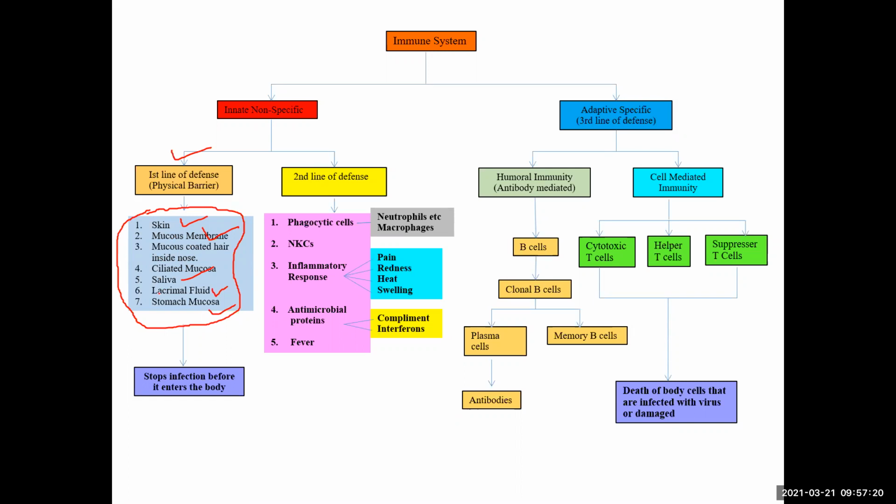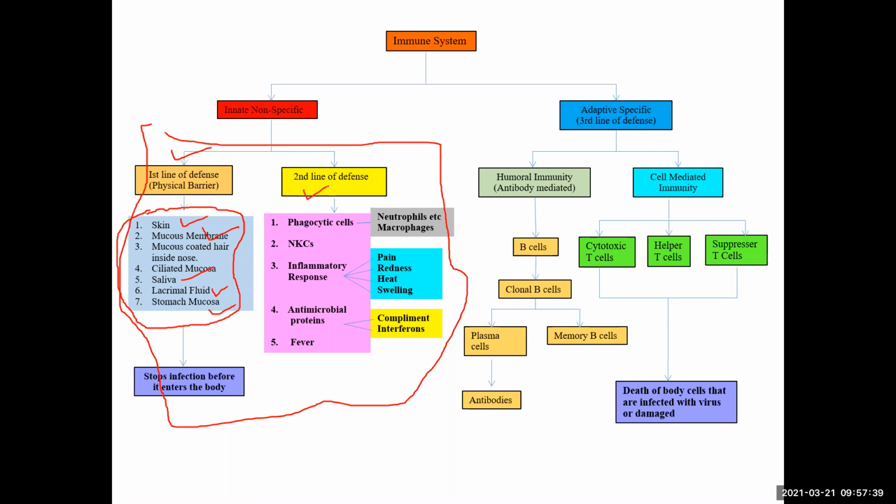So you should remember all these. As I said, you should at least remember this table. That was the main idea of making this table. So you should remember what all comes in the first line and what all comes in the second line of defense mechanism. Okay. And then we have the second line of defense. In the second line of defense, we spoke about phagocytic cells.